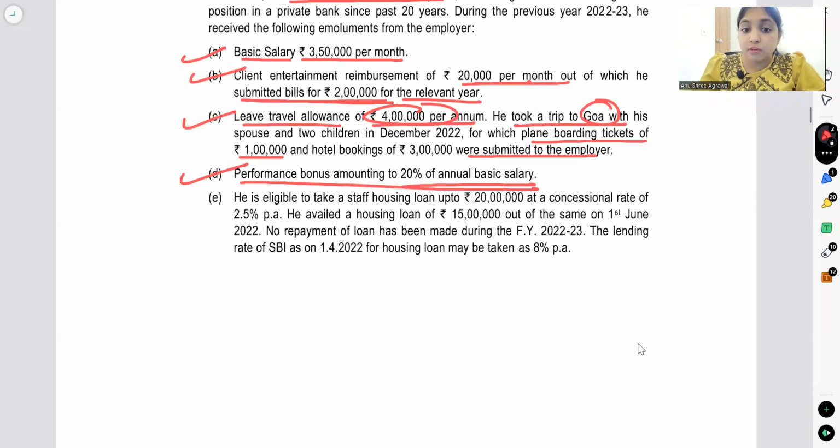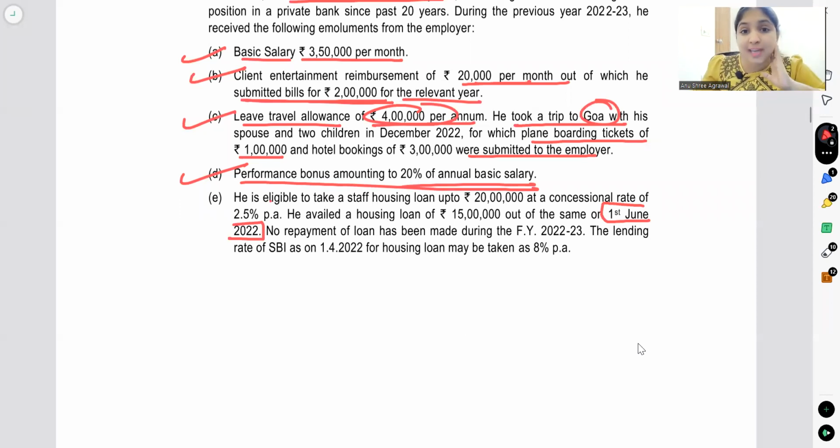2.5% per annum. So he has eligibility to take a 20 lakh loan, but he took how much loan? He availed a housing loan of 15 lakhs out of the same. On 1st June 2022, he took the loan. No repayment of the loan has been made during the year. Lending rate of SBI on 1st April 2022 for housing loan is 8%. Now tell me, is the aggregate original amount up to 20,000? No, the loan amount is more than 20,000. Is the loan amount for the purpose of treatment of disease? No, it is for the purpose of taking a housing loan.